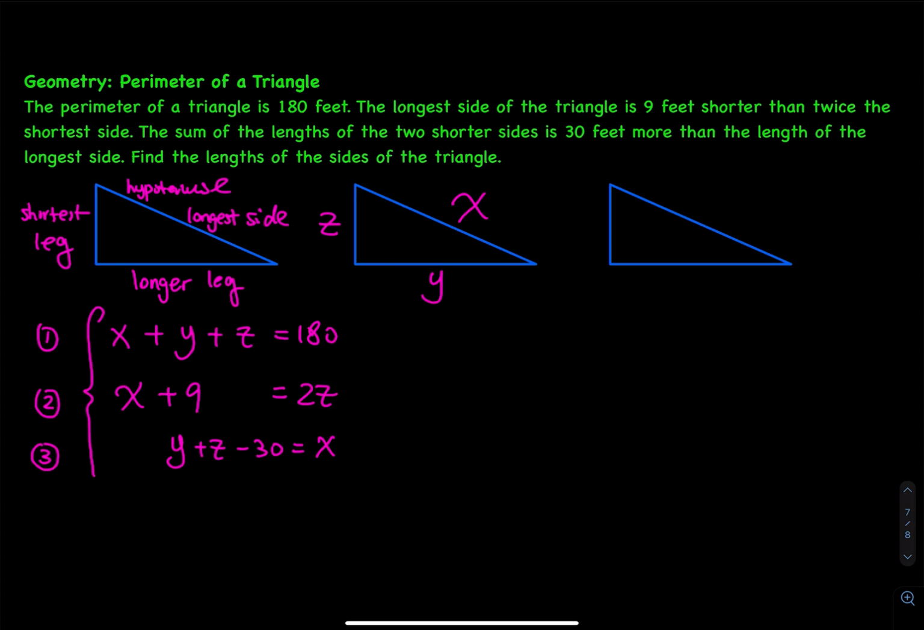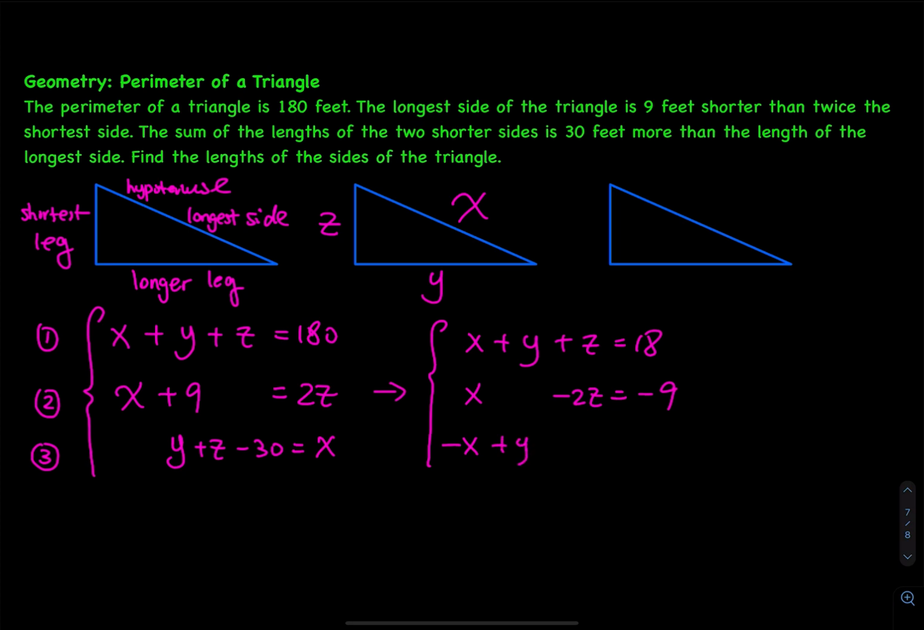Okay, let's see. The first thing that I always do is I will just try to move all the constants to the right-hand side and then keep all the variables on the left-hand side. So I have x plus y plus z equals 180, and then x minus 2z equals negative 9, subtracting 9 on both sides. And then I keep the x on the left, so minus x plus y plus z equals positive 30. Add 30 on both sides.